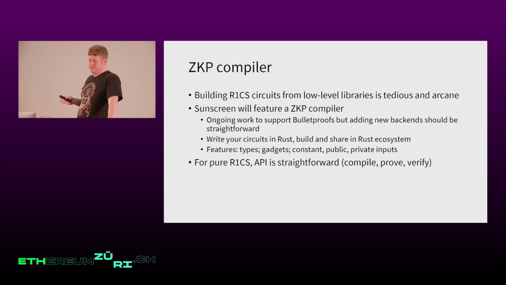Because everything is in Rust, it's in a DSL, you can share your circuits with others using crates, as you would anything else in Rust. You also get all the syntax highlighting and all the other nice things about the Rust ecosystem. Today we support types, gadgets, and public and private inputs. And for R1CS alone, this API is very straightforward. You compile a circuit, you then can feed some inputs and generate a proof for it that satisfies that circuit. And then you can give that proof to somebody and they can verify that it's correct.